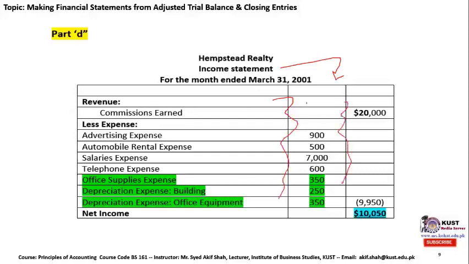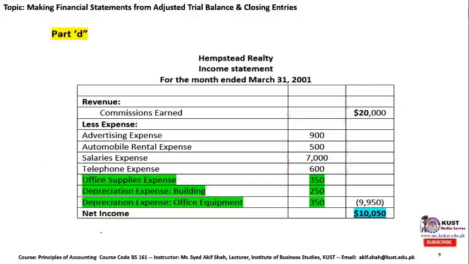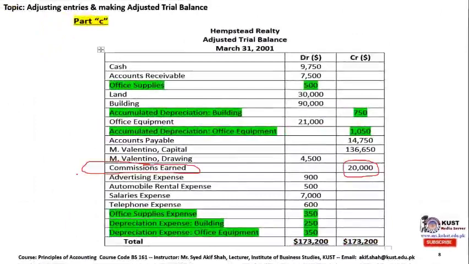So commission earned is 20,000, selected from the adjusted trial balance. After that, you have to go back to the adjusted trial balance and subtract all the expenses available there. So less expenses, and we can notice that the final portion, starting from the advertising expense, automobile rental expense, salaries expense, telephone, office supplies, and the depreciation expenses. This is basically all the expenditures done by the company to generate this $20,000 revenue.